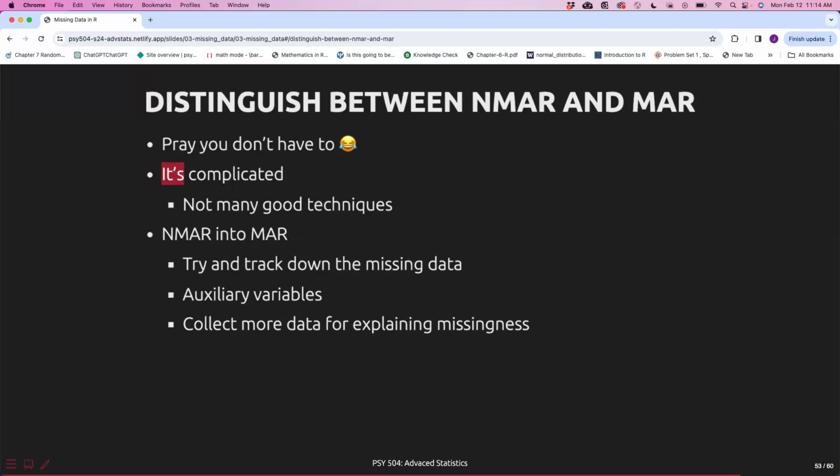So what I wanted to do is basically lay out some suggestions. So ideally what you want to do, if you have NMAR data, is make it MAR, make it conditionally missing at random. And I have some suggestions on how to do that, and it's not going to be easy. One suggestion is to track down the missing data.